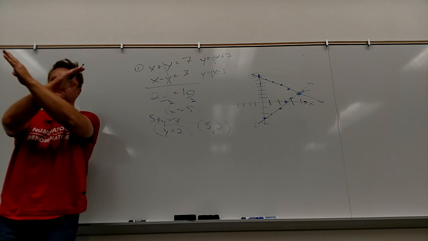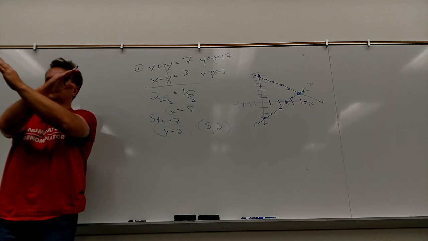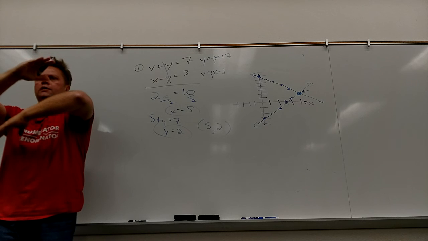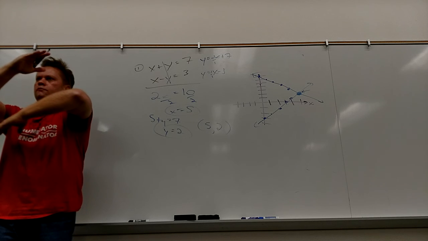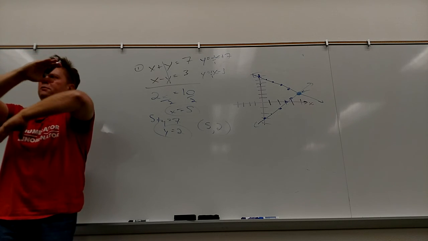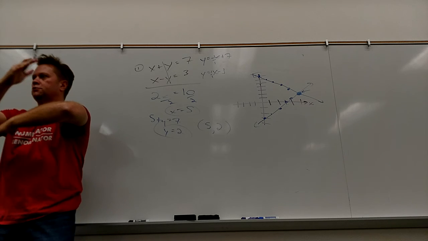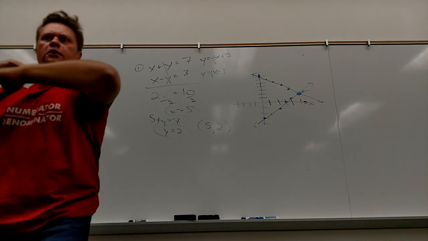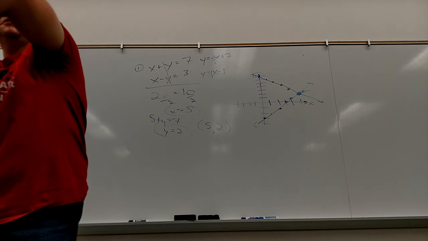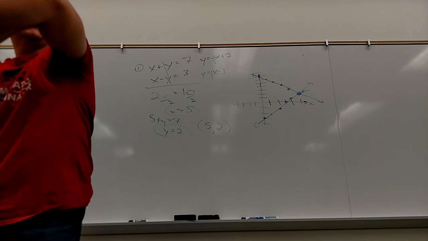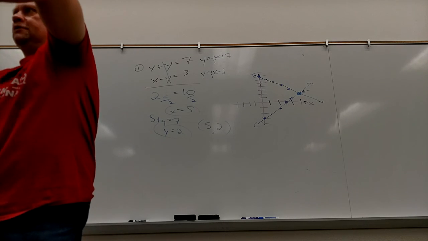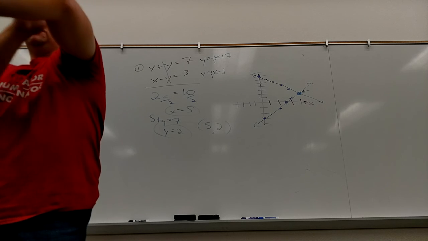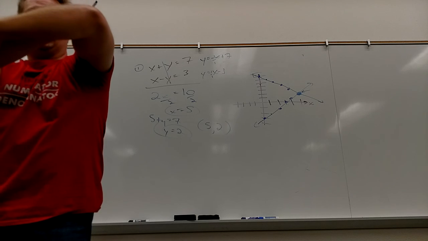Do lines always have to meet? No. They could be like that. Then what would the answer be? Well, if the answer is where they meet, and they never meet, there's no answer. There's no solution. Or they could be one line on top of the other line. In which case, where do they meet? Every point on that line is the answer.